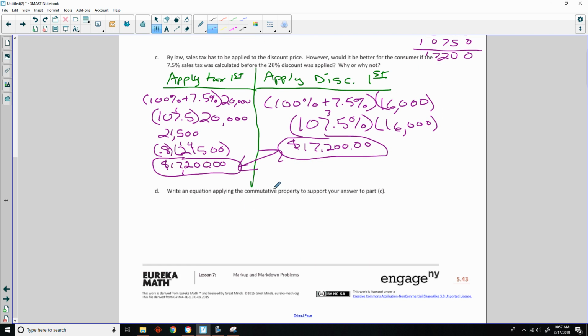Now it says to write an equation applying the commutative property to support your answer to part C. Well, what you could say is $20,000 times the 1.075 you're going to pay, times the 80%, is going to equal $20,000 times the 80% of that, times the 1.075. Here we multiplied the tax first and then the discount. Here we multiplied the discount first and then the tax. And there's the commutative property of multiplication.